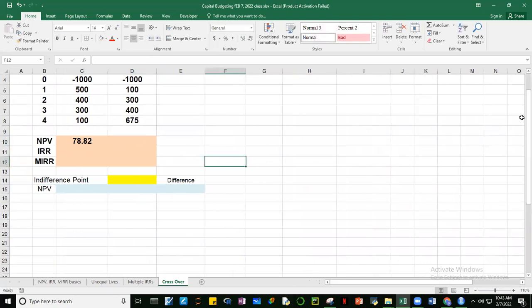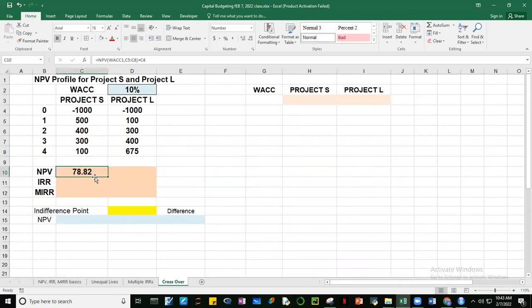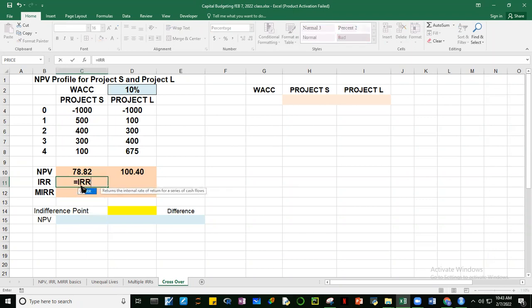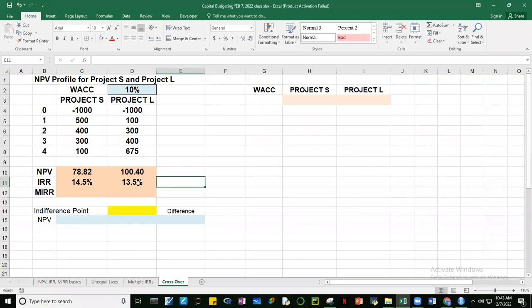So 78.82 for project S, and then copy this to the right. 100.4 for project L. Okay, how about IRR? IRR, values natin lahat. Okay, straightforward. Okay, 13.5. So in terms of NPV, okay si project L, di ba? But in terms of IRR, mas maganda si project S. Again, yung conflict na ganyan, sabi natin, let's resolve easily by MIRR.